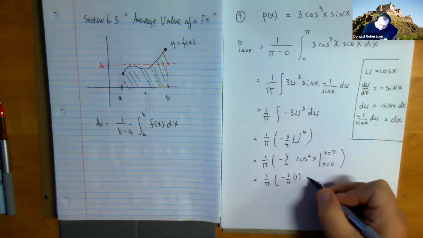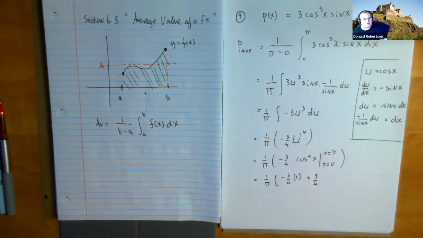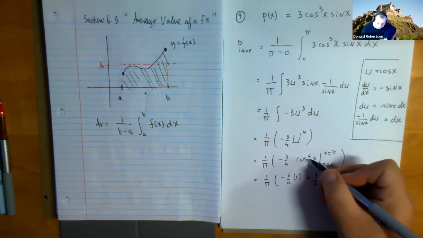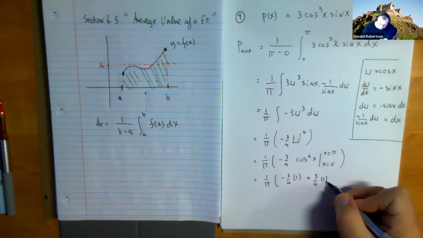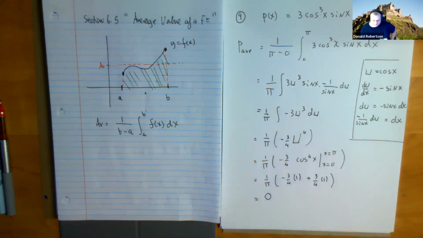Take away a negative is adding. So it's going to be add 3/4. Isn't the cosine of 0 1? So cosine to the 4 is 1, so you're going to add that guy. The average value is 0.